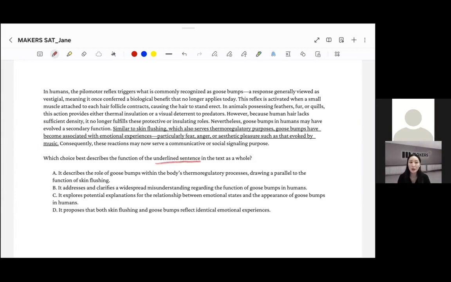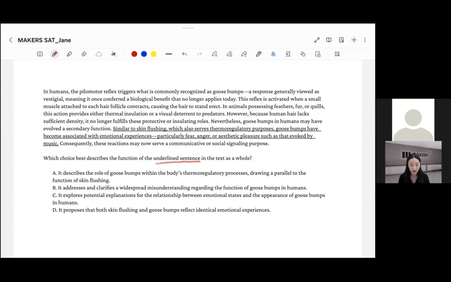So to briefly summarize, the passage is explaining that goosebumps were once useful in animals for insulation or defense purposes, but are now largely vestigial in humans. However, they may have developed a secondary function, being linked to emotional experiences, like when you're listening to really good music, you get goosebumps all over, and possibly serving a social or communicative role.